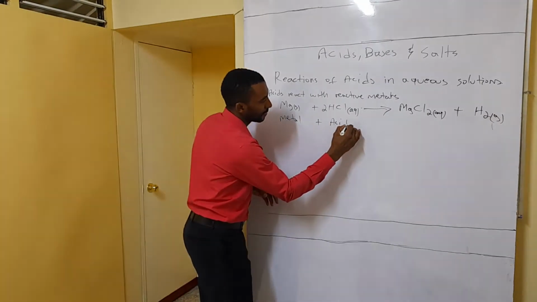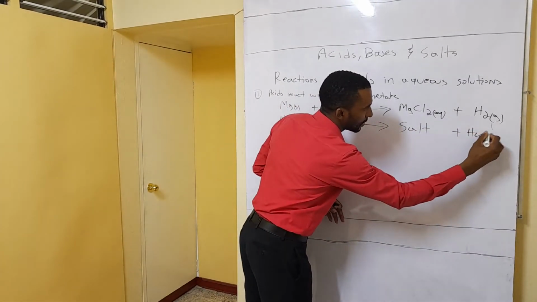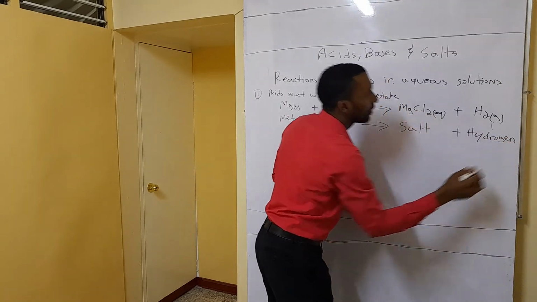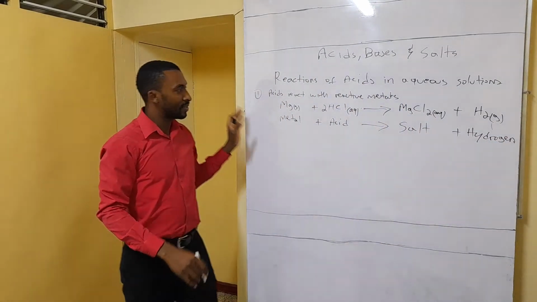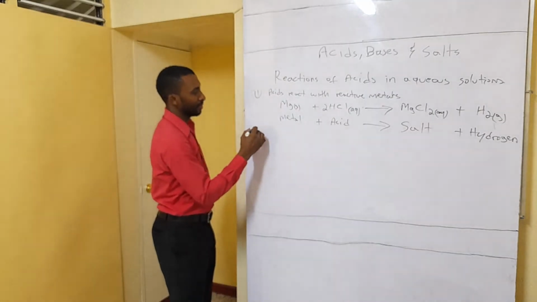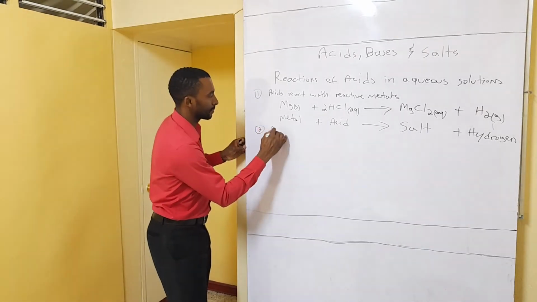Metal plus acid produces a salt plus hydrogen. That's the general equation for that reaction. Clear? So this should actually be at the top. Two: acid will react with a base.